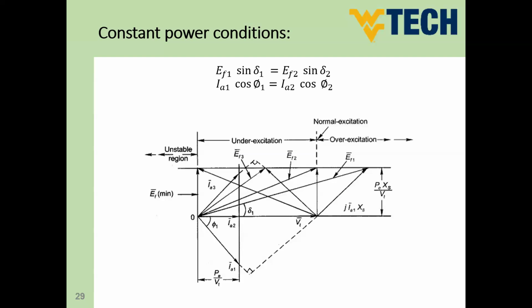So we compare what's called constant power operation. So what's the meaning of constant power operation? We mentioned that, guys, power is proportional to 3 V terminal EF sine delta divided by XS. Okay, so let me write the relation firstly. Power equals 3 V terminal EF divided by XS times sine delta.